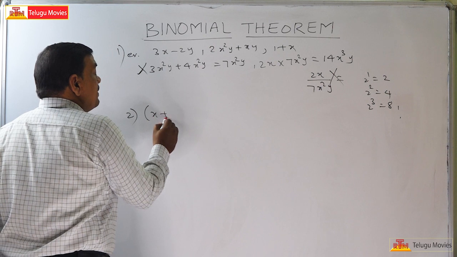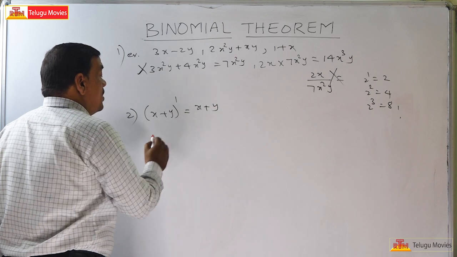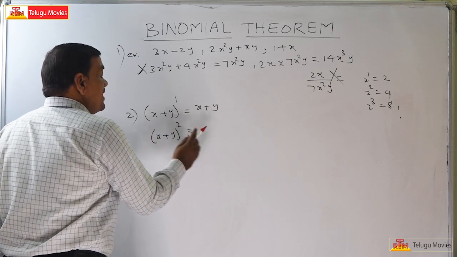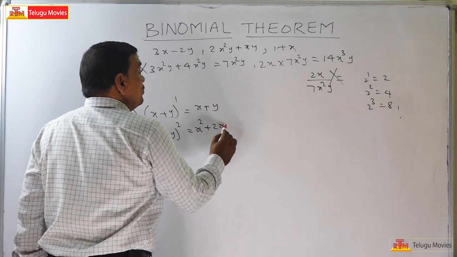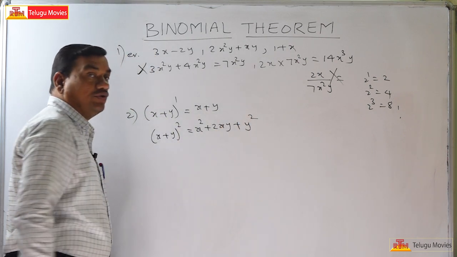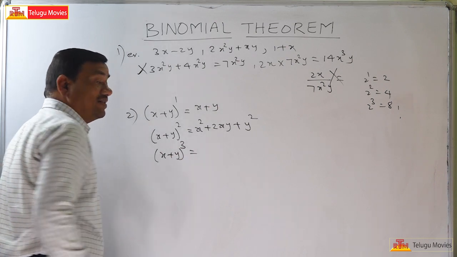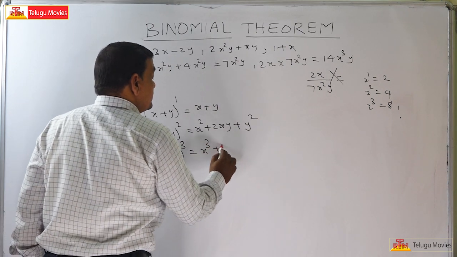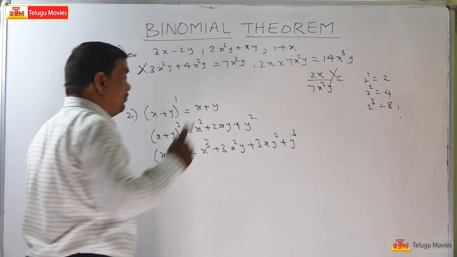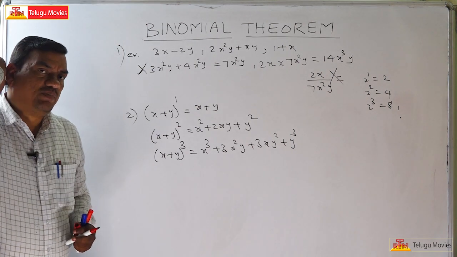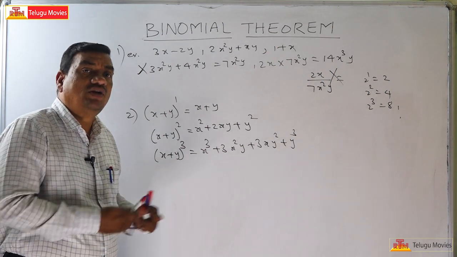For example, x plus y whole power 1, we know that it is x plus y. Now x plus y whole square, this binomial is raised to the power 2. Then what happens? You know, x square plus 2xy plus y square. Formula you know. Next, if the binomial is raised to the power 3, then x cube plus 3x square y plus 3xy square plus y cube. Like that you will get. We know x plus y whole power 4, x plus y whole power 5, like that. If the binomial is raised to the powers, we know how to find out.